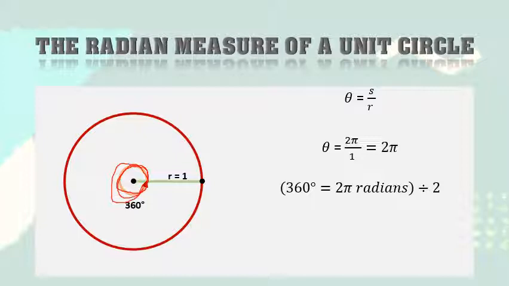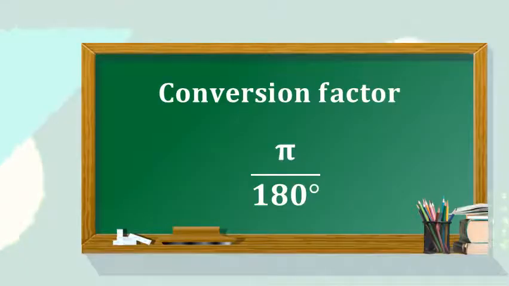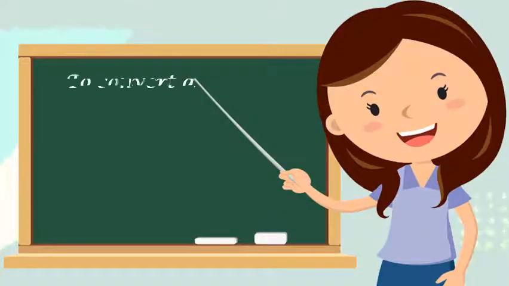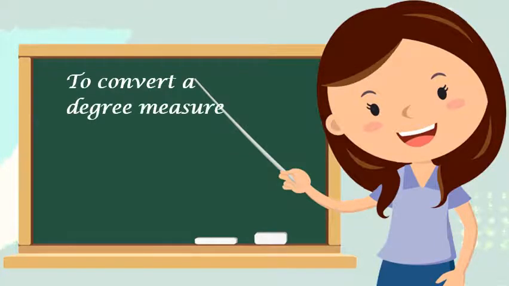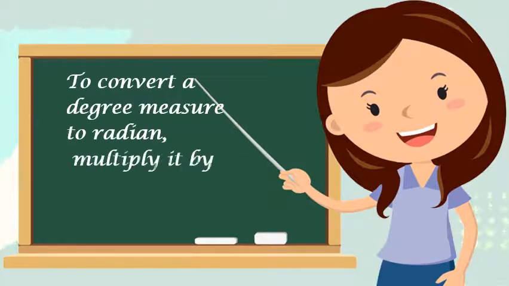So, to find the radian measure factor, we simply divide by 2 to eliminate the constant number 2. 360 divided by 2 is 180. And 2 pi radians divided by 2, cancel this out, we have pi radians. So we have the conversion factor of pi over 180 when we are asked to convert a degree measure to radian measure. We use this as a multiplier.